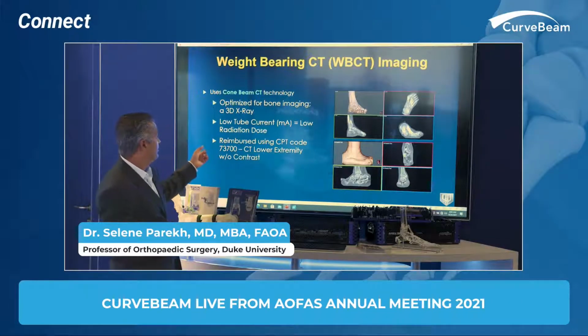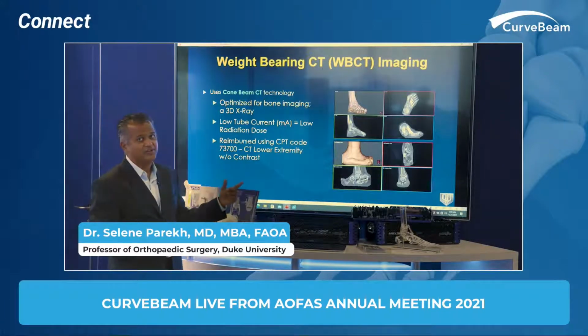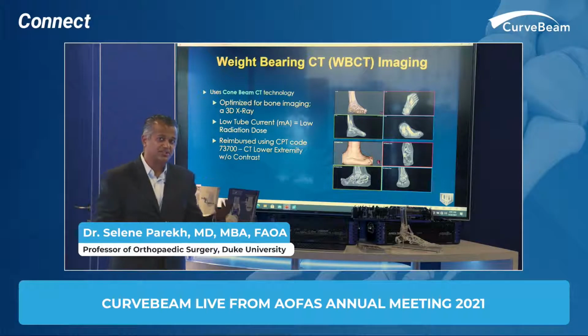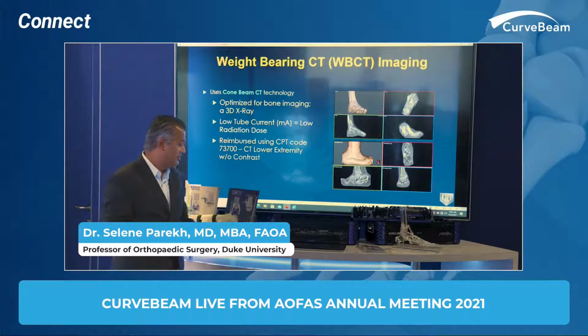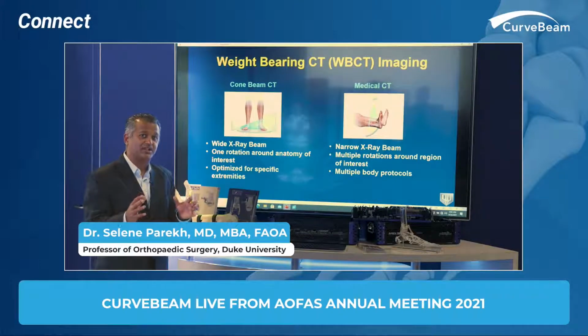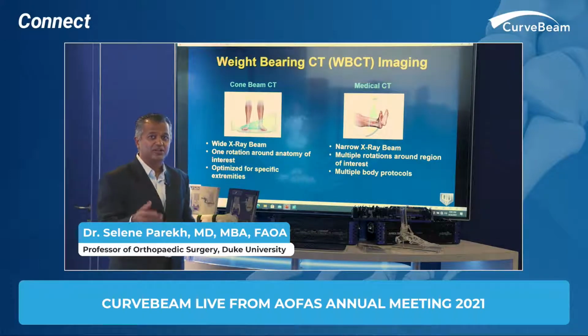Using cone beam technology, think of this as kind of an optimized X-ray. You can get low tube currents to allow for really high definition imaging in the form of a CT. It is reimbursed at a CPT code 73700, which is a CT scan of the lower extremity without contrast. But the reason why this is important to think of it as an X-ray is that it actually makes it very accessible in the office.